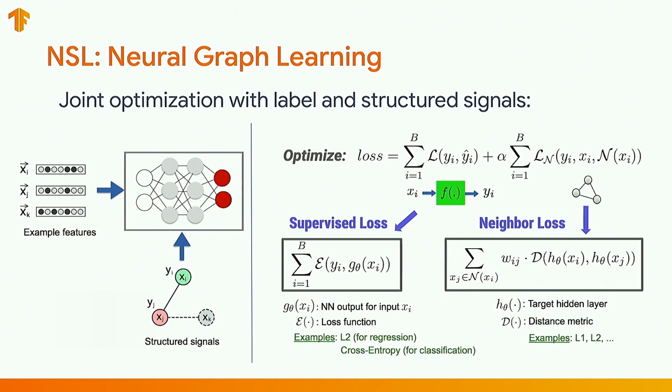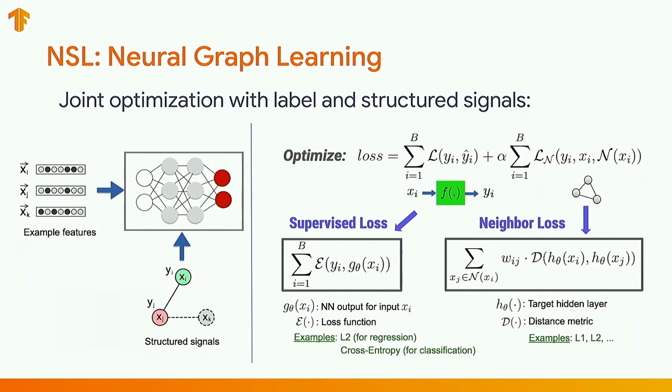Where that comes in is if I have an image that looked like a pit bull dog, that's labeled as a pit bull. If I have a different image, which through my structured signal has an edge with the original image, then the network is forced to learn that the source image and its neighbor in the graph should learn similar representations. That means you're trying to respect the structure that you provide as input and also try to optimize the supervised loss.